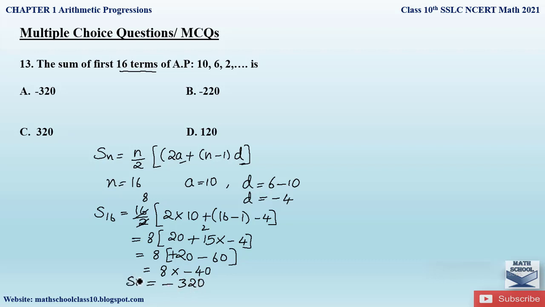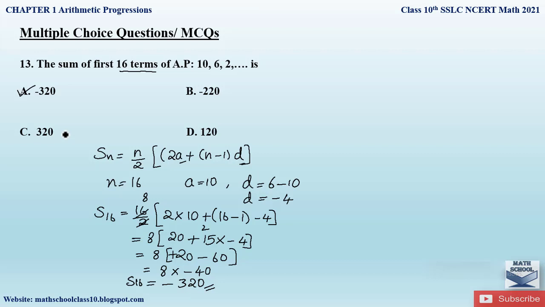Sum of the first 16 terms is minus 320. Correct answer is option A. So again you have to be very careful with the signs, because in the options you can see there is plus 320 also. So if you go wrong in the signs, you might select the wrong option, right?